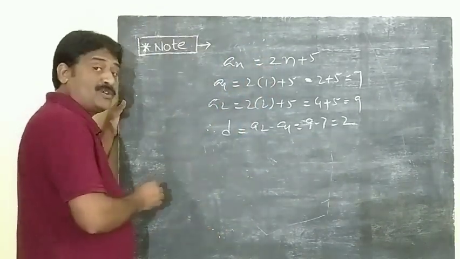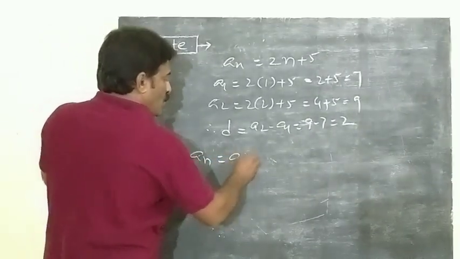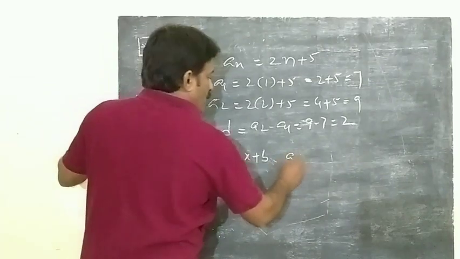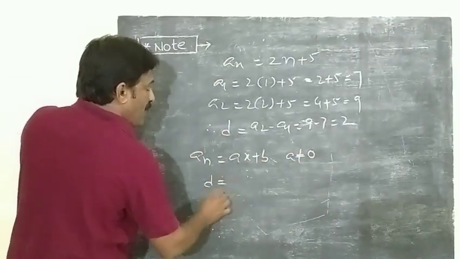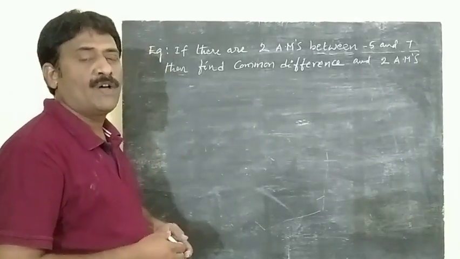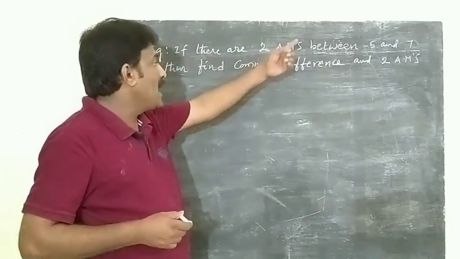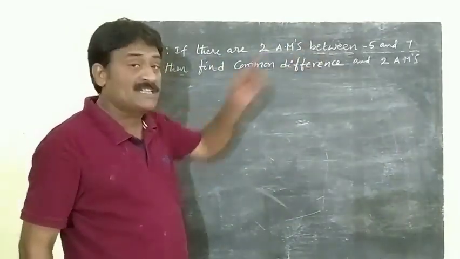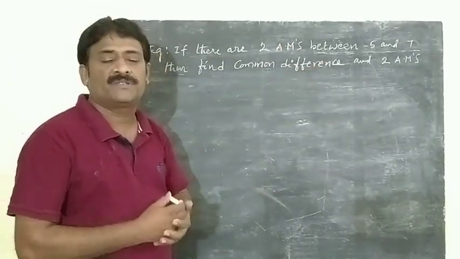So we conclude that if an is equal to an plus b, where a is not equal to 0, then common difference is equal to a. Now let us solve one problem. If there are two AMs between minus 5 and 7, then find the common difference and the two AMs.